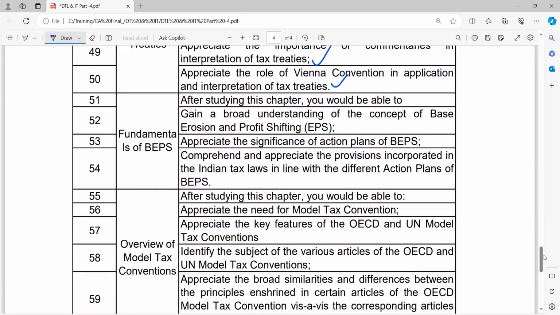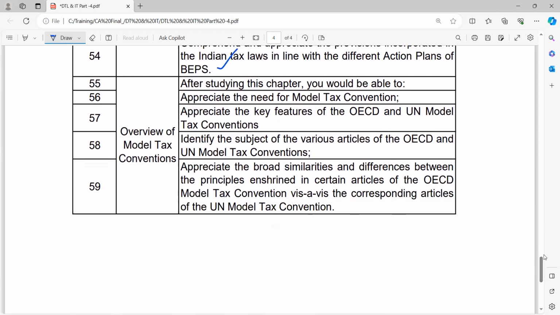Right. Next, fundamentals of BEPS. After studying this chapter, you would be able to gain a broad understanding of the concept of base erosion and profit shifting. You can appreciate the significance of action plans of BEPS. You can comprehend and appreciate the provisions incorporated in Indian tax laws in line with different action plans of BEPS.